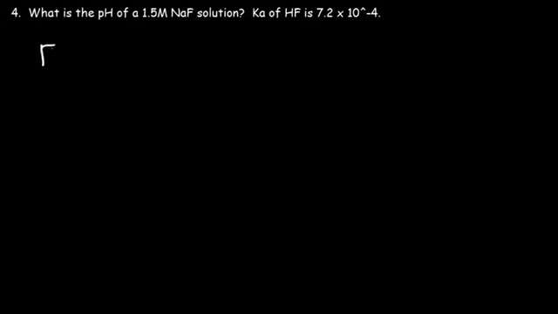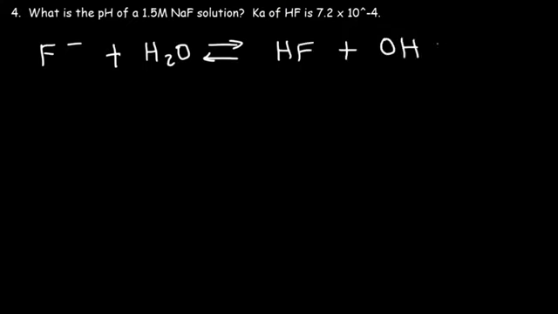So fluoride is the ion of interest because it's associated with HF. If HF is a weak acid, fluoride is basic enough to change the pH of the solution. So fluoride is a weak base. It's going to react with water, and it does so reversibly, generating the conjugate acid HF. And because fluoride is a weak base, it's going to generate a small amount of hydroxide ions, thus changing the pH of the solution.